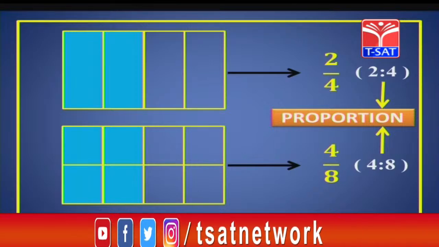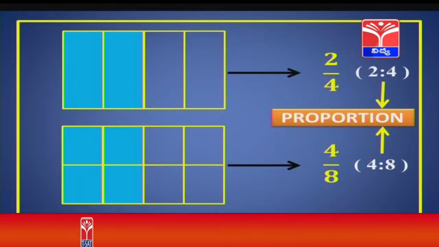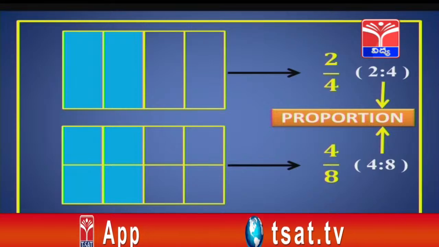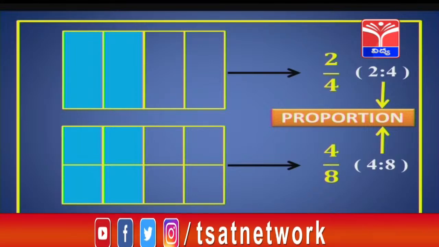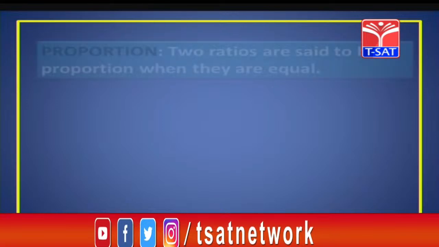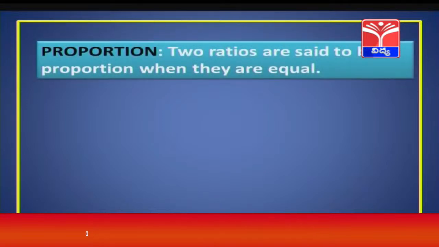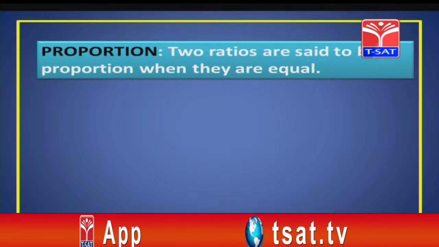Why children? Why they are said to be in proportion? Because these two ratios represent the same. Here you can see the area which I have shaded. Here 2 equal parts and here 4 equal parts, both are same in area. So, they represent same ratio. Now, how to define this proportion? Yes, 2 ratios are said to be in proportion when they are equal.